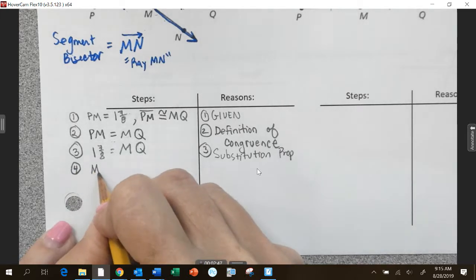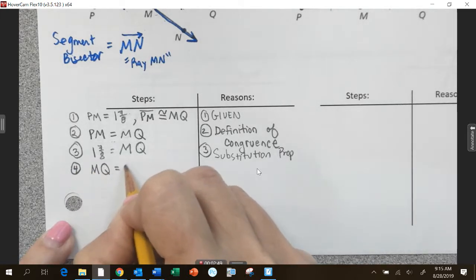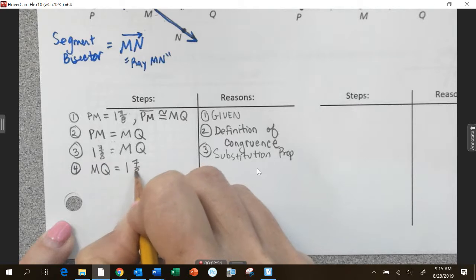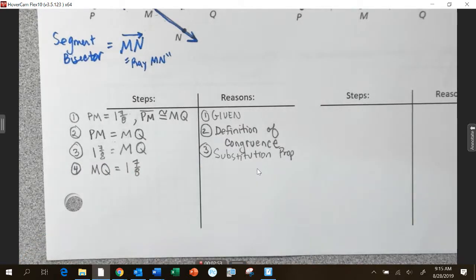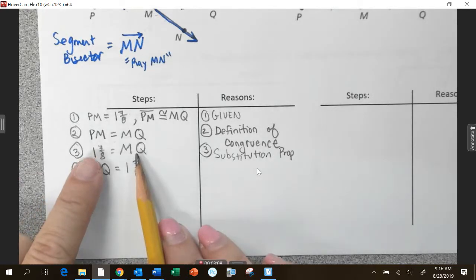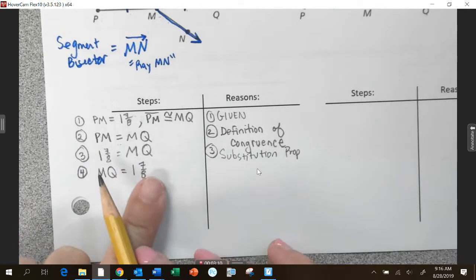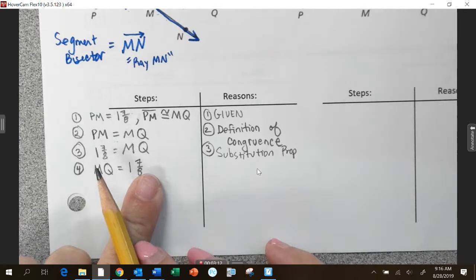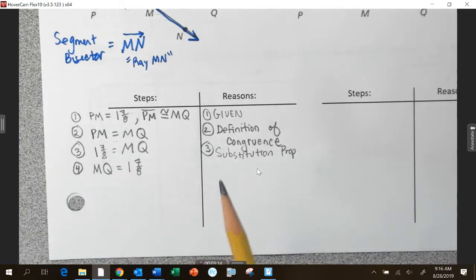Now I'm going to show you something else. MQ is equal to 1 7/8. Why am I allowed to go from step 3 to step 4? Do we remember this property? Symmetric. Symmetric is where you take the two things that are equal and you just switch their sides. It's like symmetry. You flip them around. Symmetric.